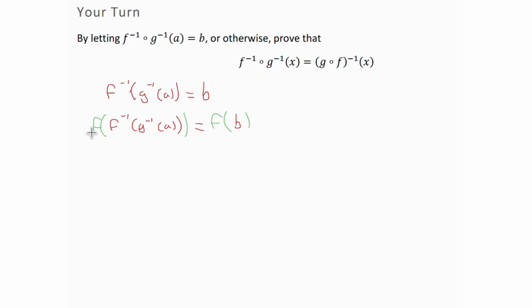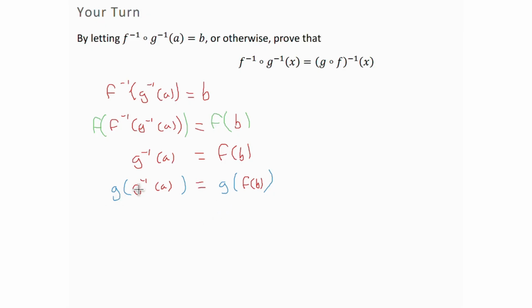Now simplifying this, F of F inverse, they cancel each other out because that's how inverse functions work. So we just get left with G inverse of A here, and on this side F of B. Now I'm going to do the same thing with G. Let's do it on a new line. I'm going to take G of both sides. So I'm going to take G of that and G of that. So G of G inverse of A and G of F of B.